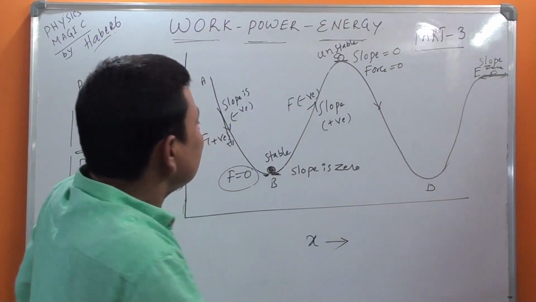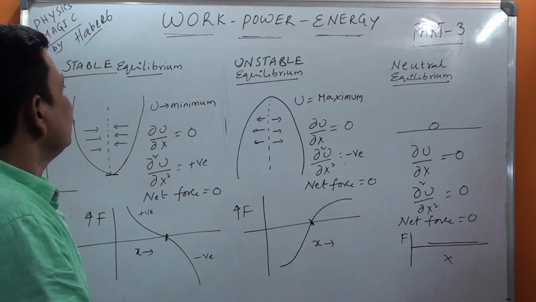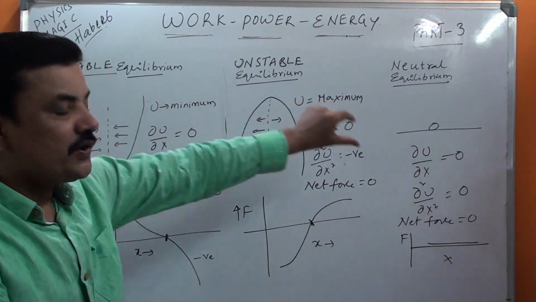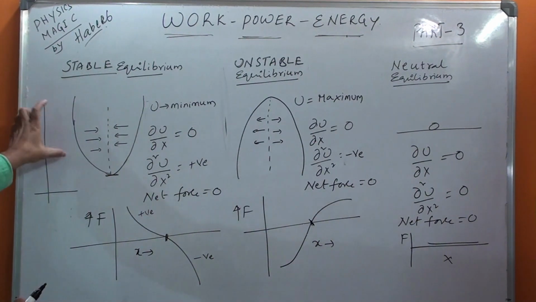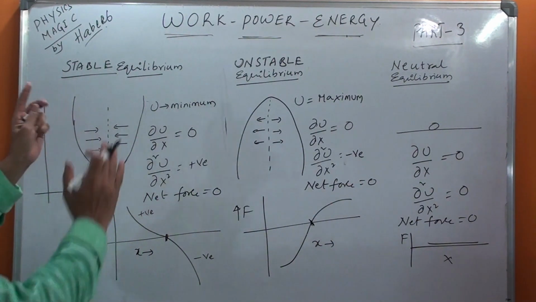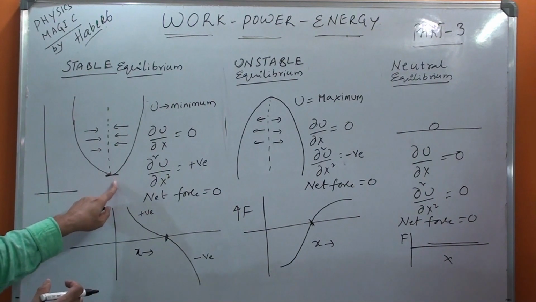Now in detail I will explain this. Here the three things for your convenience I have drawn in a simple way. You can say the first one is the stable equilibrium. The same part of the graph I have taken here, that's it.